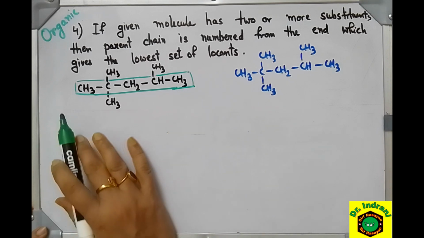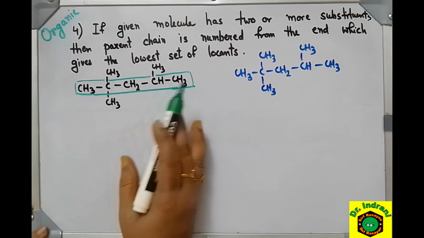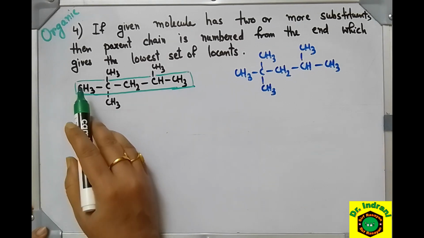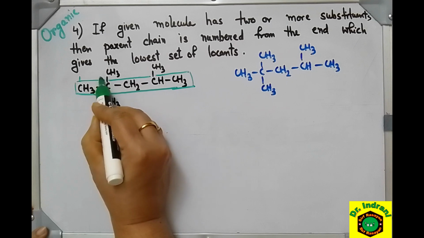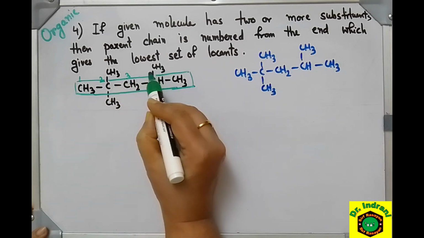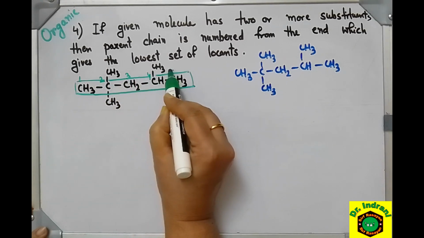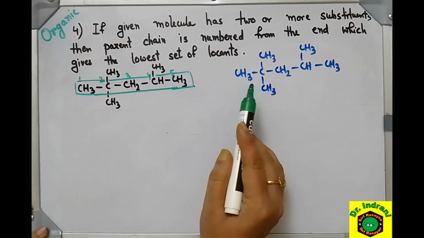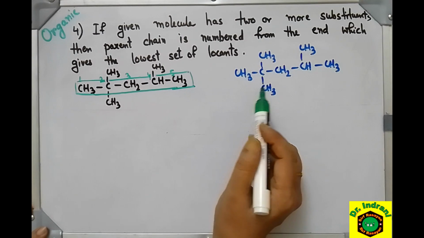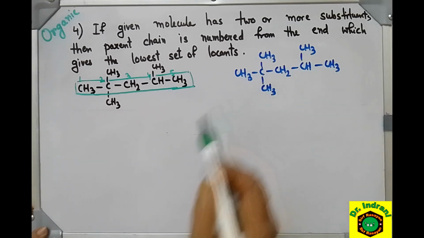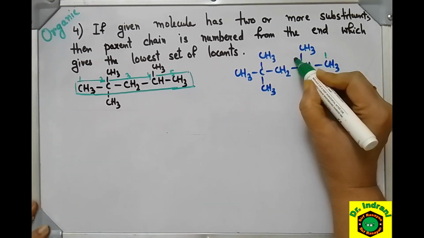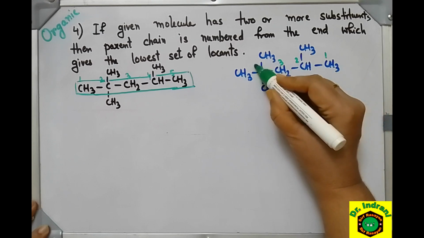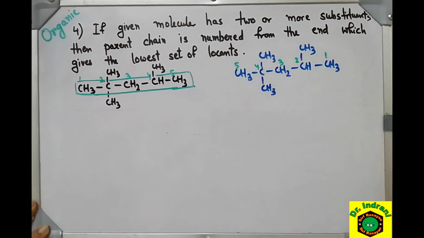Now you can do numbering from left to right or right to left. If you are doing numbering from left to right, this carbon will be 1, this carbon is 2, this is 3, this carbon is 4, this carbon is 5. I have written this molecule once again to show numbering from right to left. So here 1, here 2, here 3, here 4, and this carbon is 5.